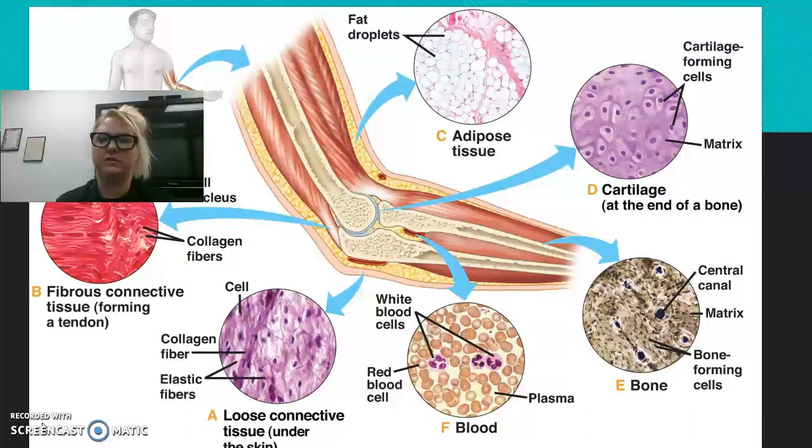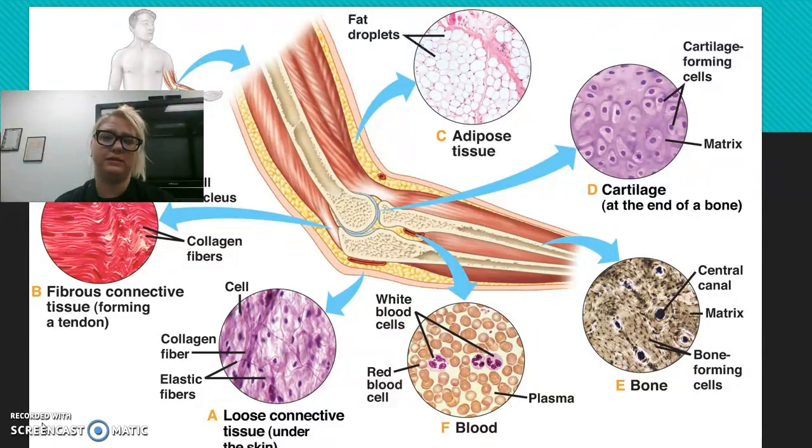And then if you look over to the next picture, that's cartilage. A lot of times cartilage is found in between bones to help with friction and create a frictionless surface. For example, that would be cartilage at the end of bones called hyaline cartilage. You can see that it just has little cells all over that are a little bit squished together.